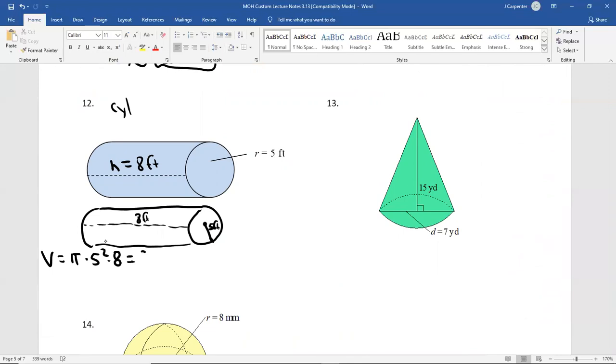Now that pi we're supposed to write as 3.14 times 5 squared is 25. Do your order of operations, times 8. 25 times 8 would be 200, and then 200 times 3.14, 314 times 2 is 628. Account for your decimals, should be 628. And then this is a volume, so it's in cubic feet. We don't need to round this one because it came out to a whole number. How about that?